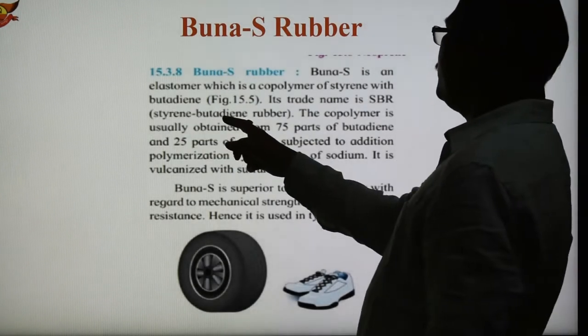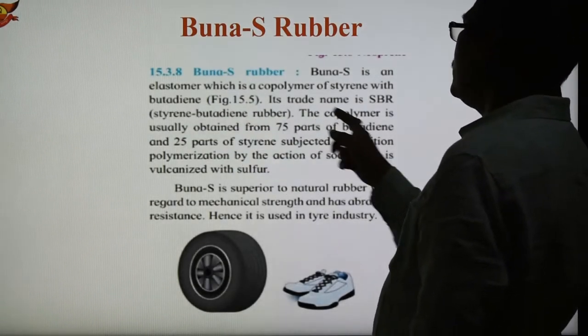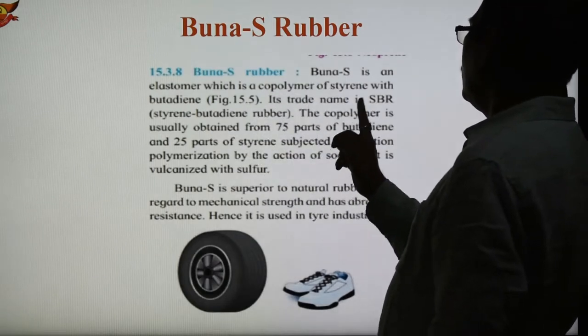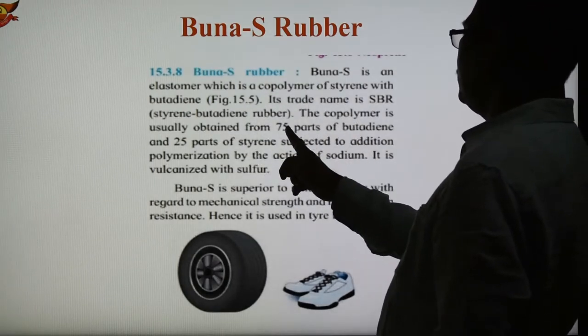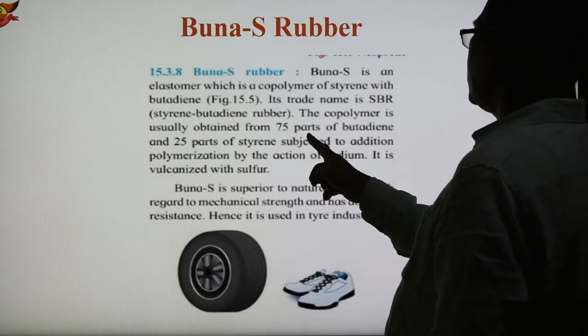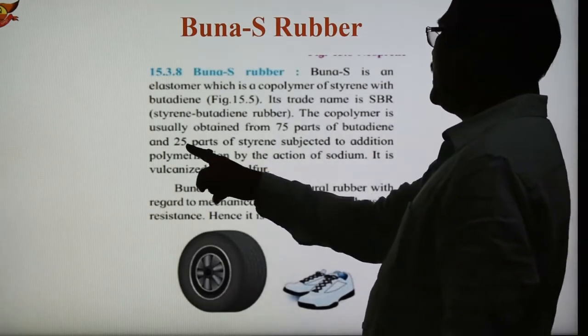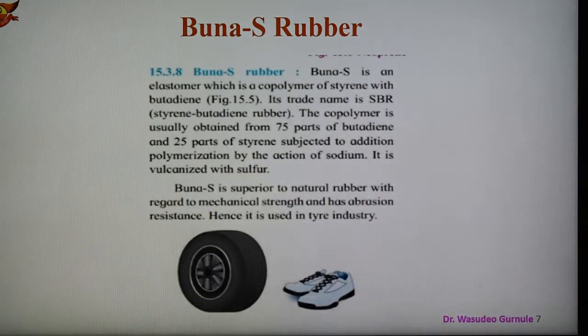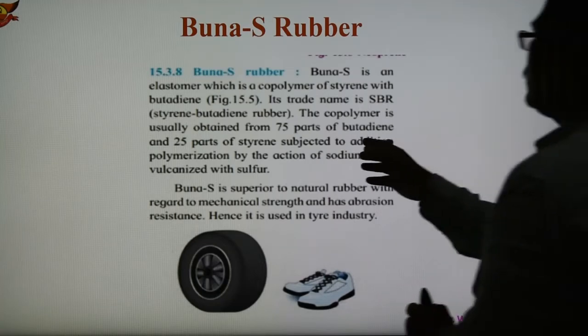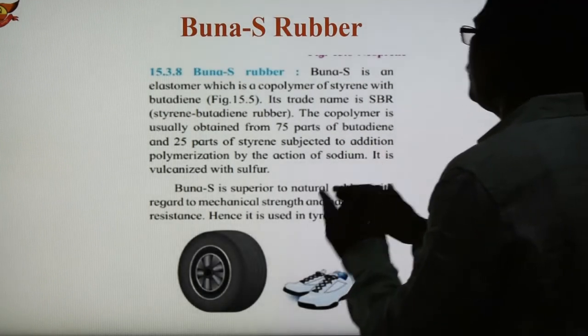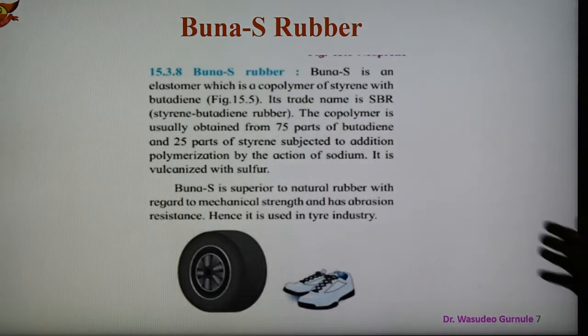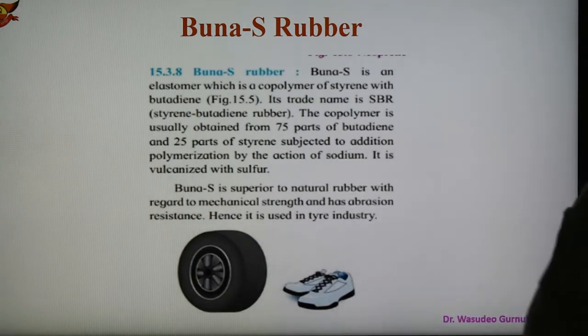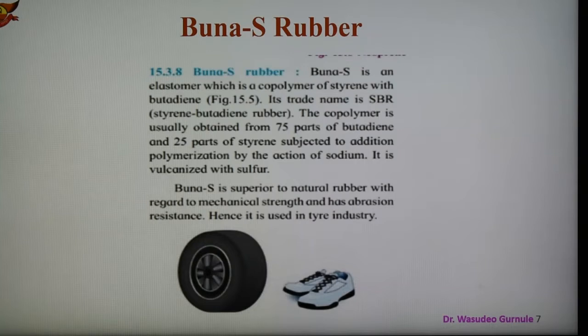So this is styrene butadiene rubber, and generally two comonomers are there. One is butadiene, which is 75 parts, and the second is styrene, which is 25 parts. So it is a 3:1 ratio, and it undergoes addition polymerization by the action of sodium, and it is vulcanized with sulfur. So Buna-S is superior as compared to natural rubber.